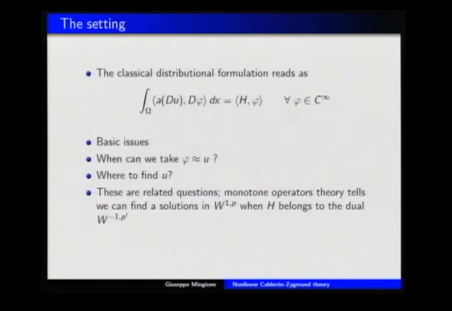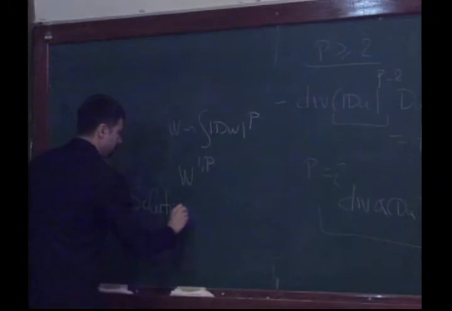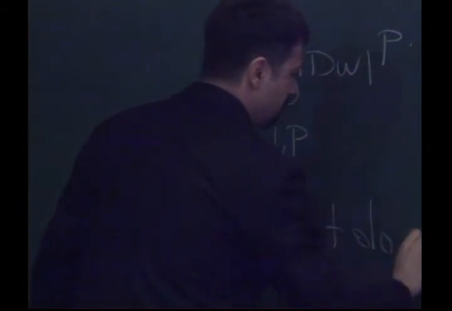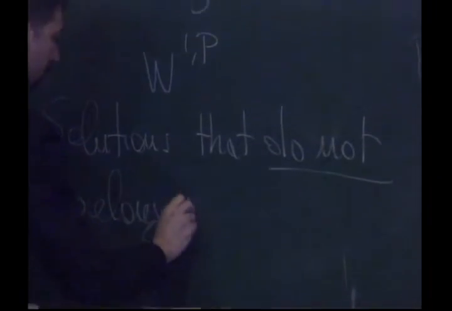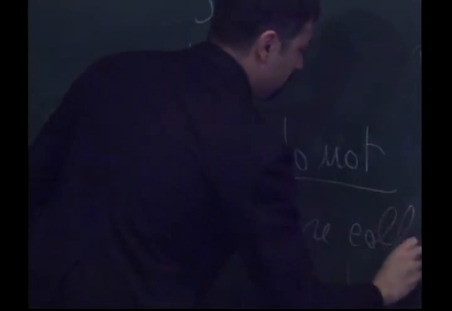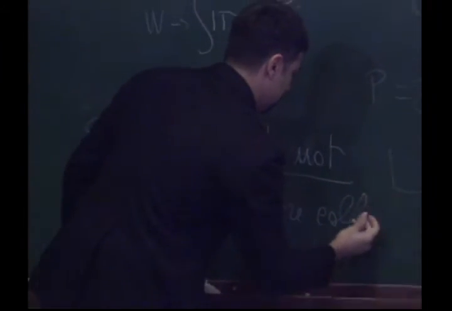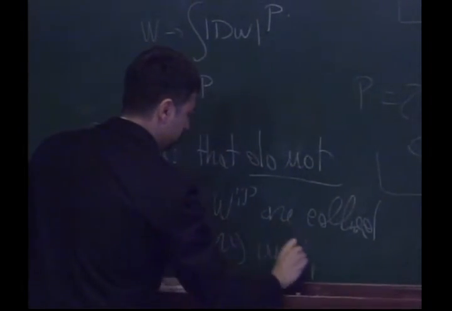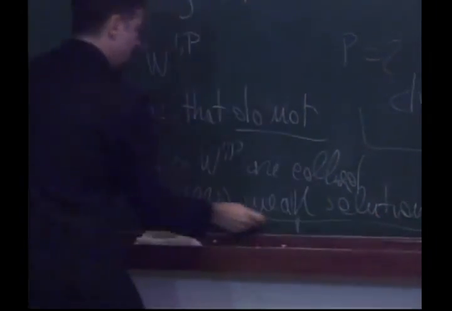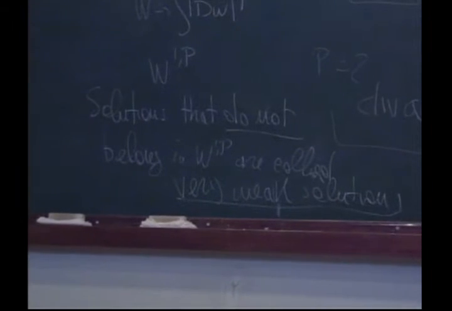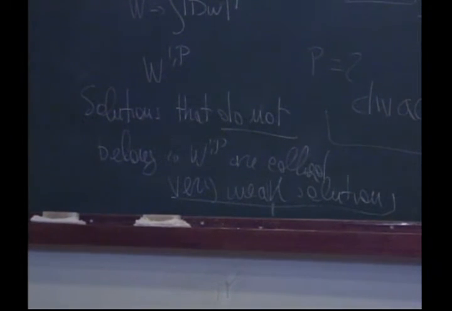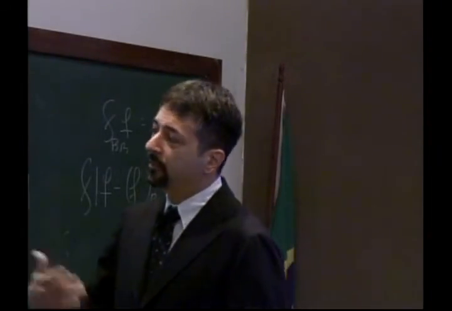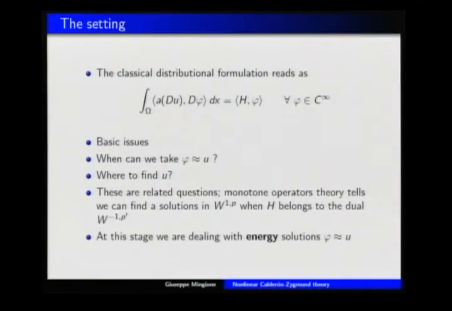Then there is the other case. This is not in the dual, so you cannot apply standard monotonicity methods. You have to apply different things. And in general, the solution is not in W^{1,p}. Solutions that do not belong to W^{1,p} are called very weak solutions. And they can be very pathological. So the presentation is going to follow in two parts: energy solutions, that is, W^{1,p} solutions, and then very weak solutions. So I will start with energy solutions.